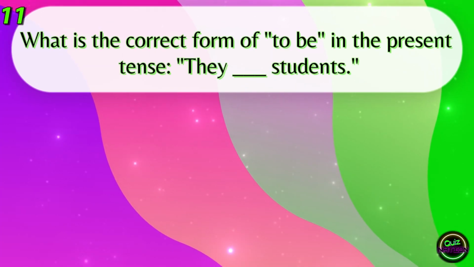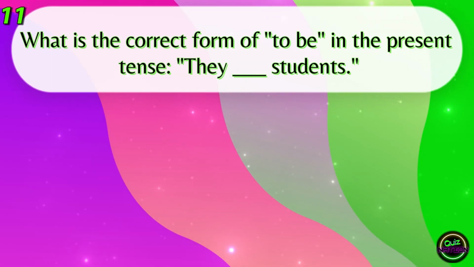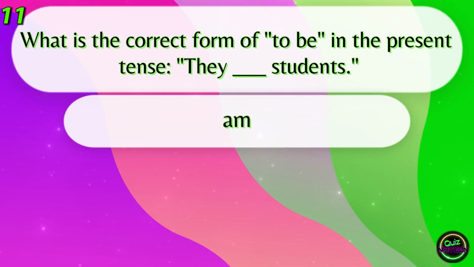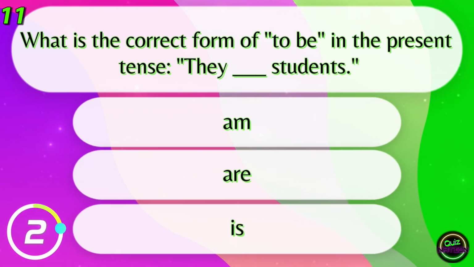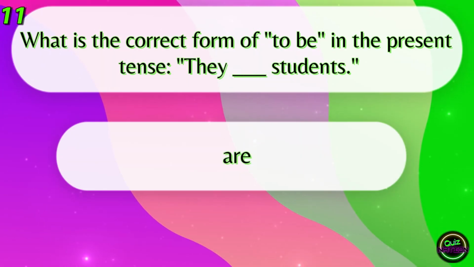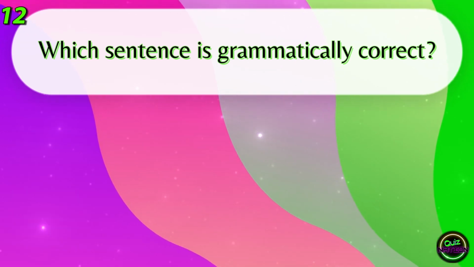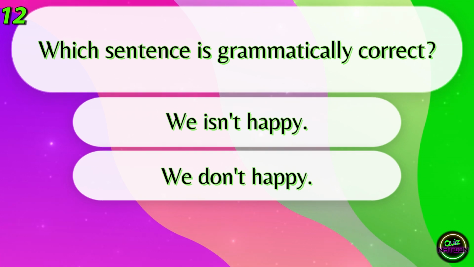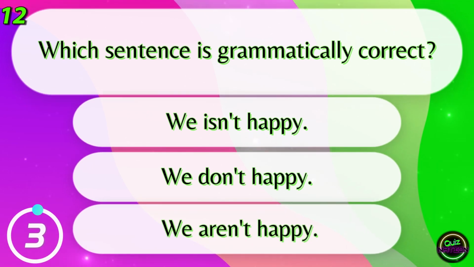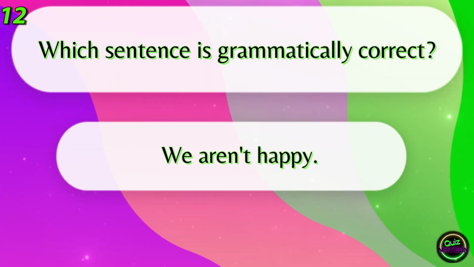What is the correct form of to be in the present tense? They blank students. Am, are, is. Are. Which sentence is grammatically correct? We isn't happy. We don't happy. We aren't happy.